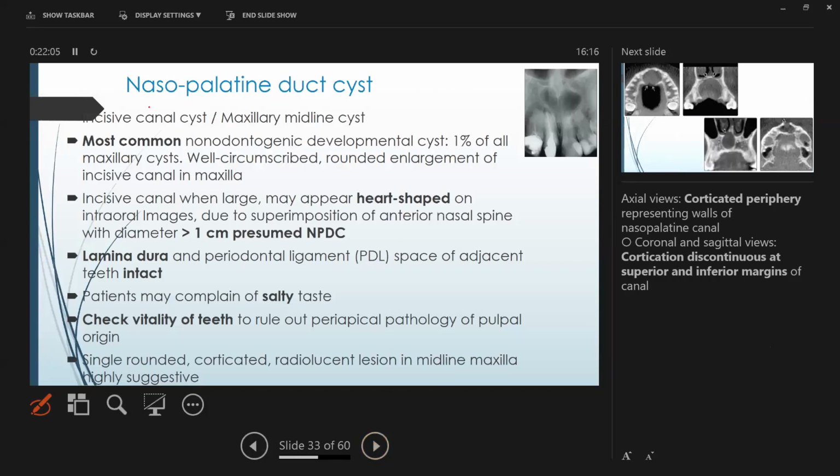And coming to the nasopalatine duct cyst. You can see here how the cyst exists between the two incisors, and it has a heart-shaped structure. The heart-shaped structure is because of the anterior nasal spine. You can see here, this is the anterior nasal spine, which has given the structure a heart shape.